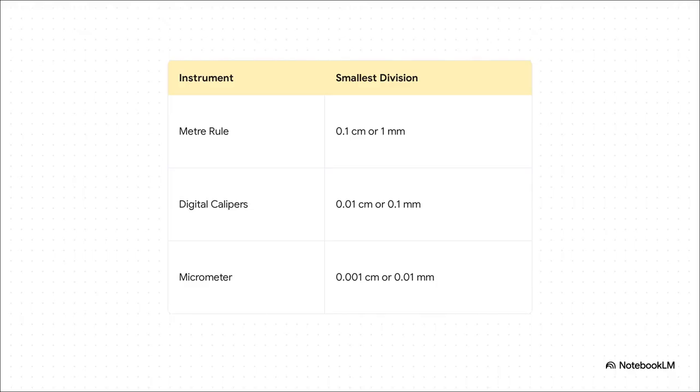So here's the bottom line all laid out for you. Just look at the smallest division each tool can handle. A meter rule gets you down to a single millimeter. The calipers are 10 times more precise than that. And the micrometer, it's 100 times more precise than the ruler. The lesson is simple. Choose the tool that fits the precision you need.